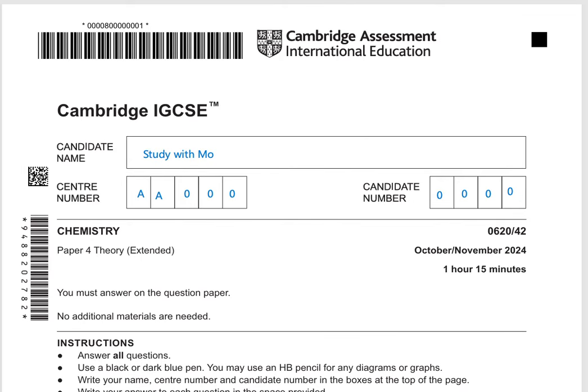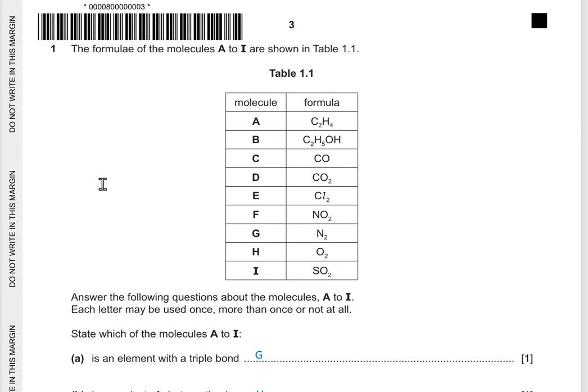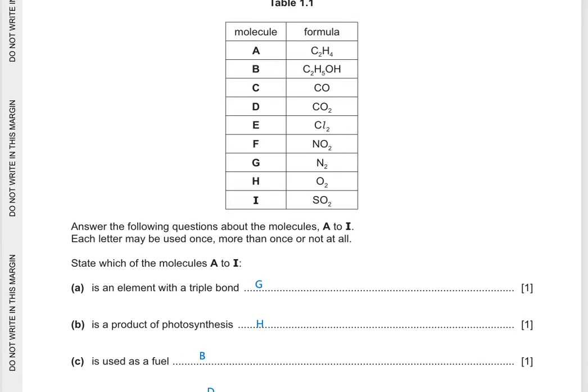Today we're going to review the October/November 2024 Chemistry paper 0620/42. The first question starts with a simple one. The formulae of the molecules A to I are shown in table 1.1. Molecule A is C2H4, B, and so on. Answer the following questions about the molecules A to I. Each letter may be used once, more than once, or not at all.